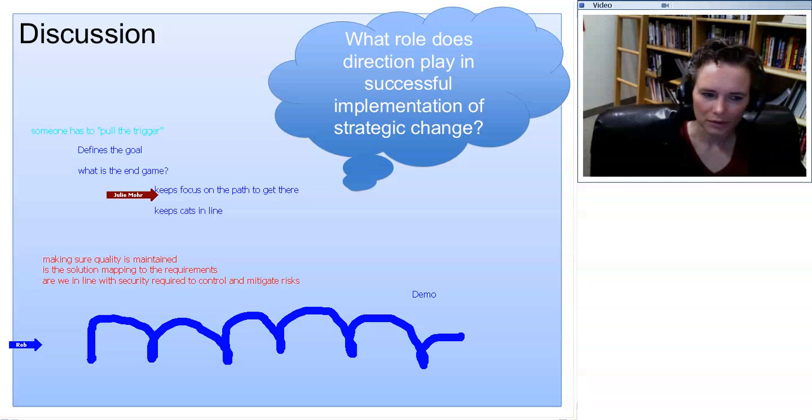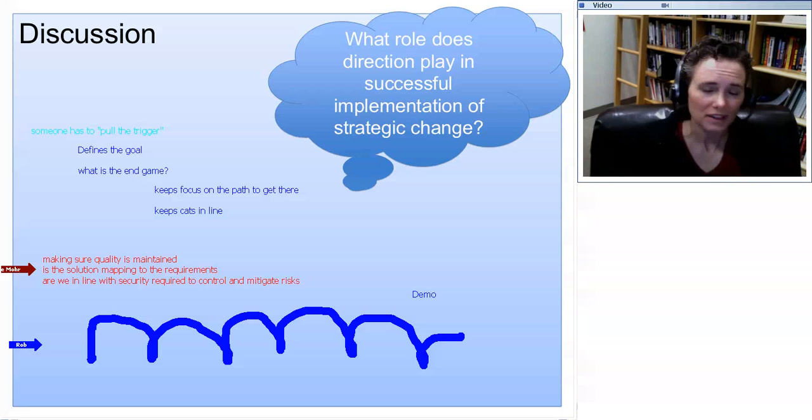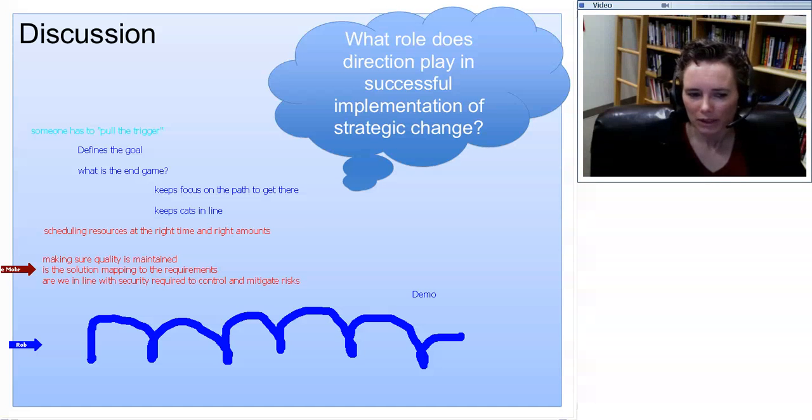Absolutely, I agree with this one as well. Making sure quality is maintained, that the solution is mapping towards the requirements. This is huge, right? Because we can set the goal and put people in motion, but that doesn't necessarily mean that we're actually going to get to the outcome. So we need the appropriate controls in place to make certain that we are tracking and aligning what we're doing with the expected outcome, as well as controlling and mitigating risks.